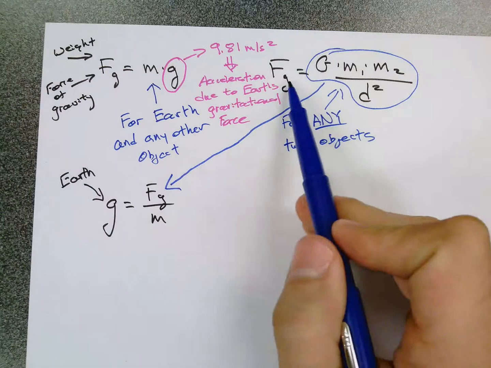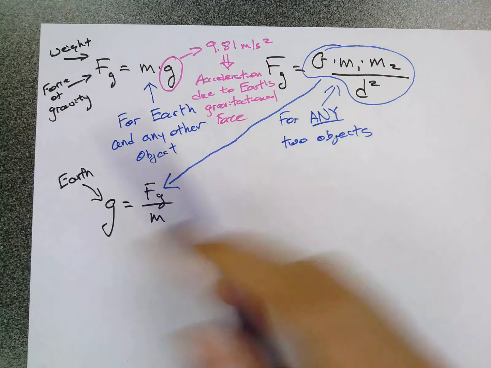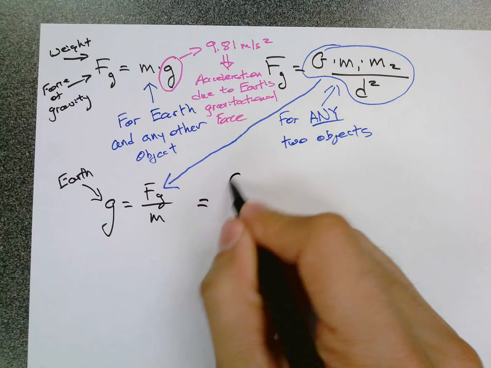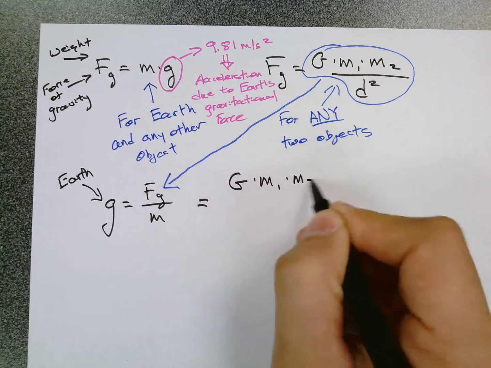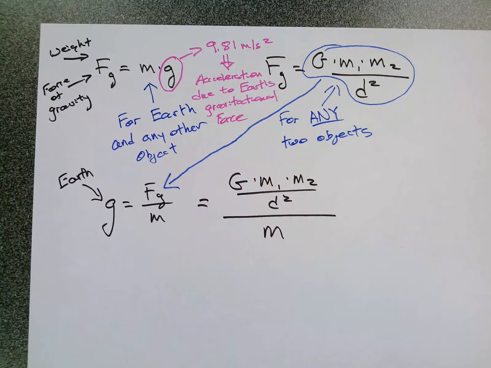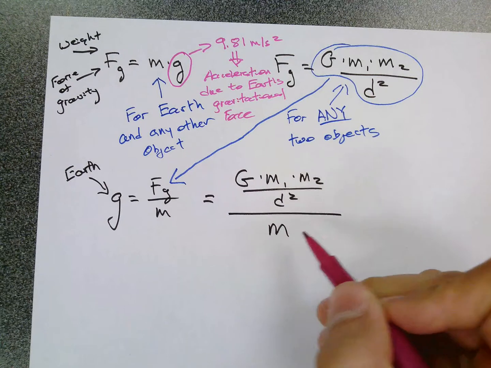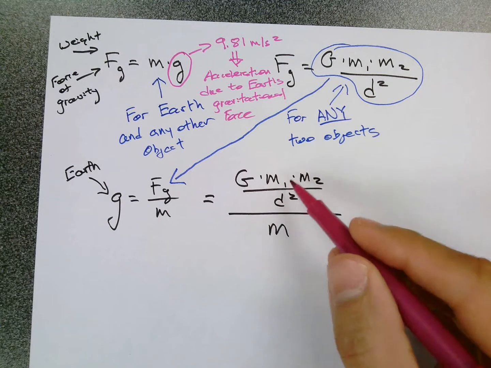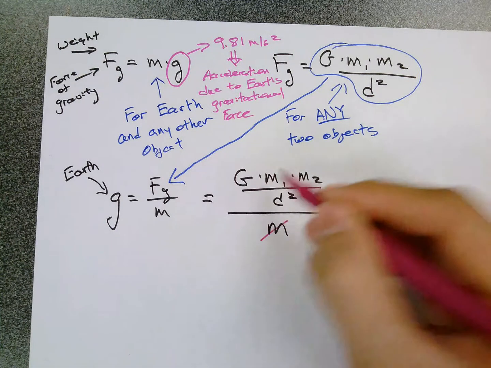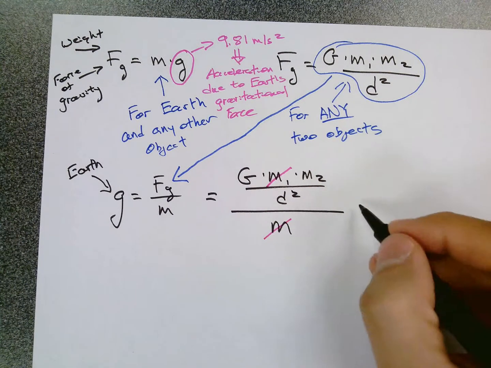You see that if this is F of g is equal to big G times m1 times m2 over d squared, we can fit that into there and do a little substitution. We get big G times m1 times m2 over d squared, and that's all divided by m. One thing we can do now is get rid of an m. This m can cancel out either m1 or m2. It doesn't really matter as long as it cancels out one mass, because we are only concerned with the mass of the Earth in this case, and we're looking for Earth's acceleration.